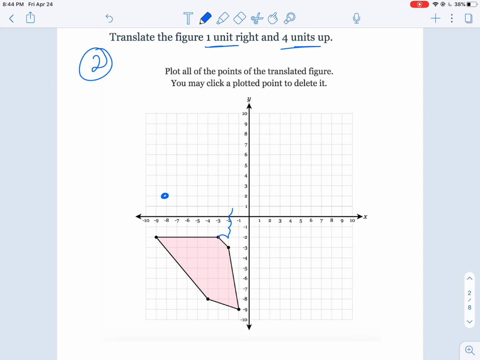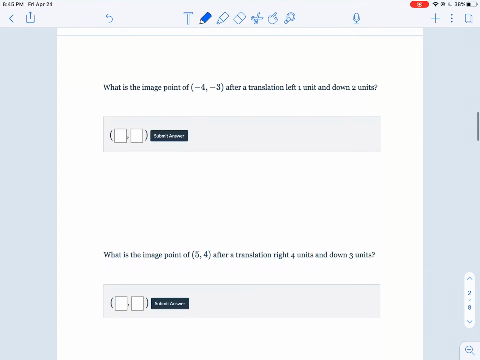Okay, 1 unit to the right, 1, 2, 3, 4 units up. 1 unit to the right and 1, 2, 3, 4 units up. And then lastly is 1 unit to the right and 1, 2, 3, 4 units up. Once again, if you have to connect the dots, go ahead and connect them unless they connect it for you. Okay? So that's the first section. It asks you just to translate.